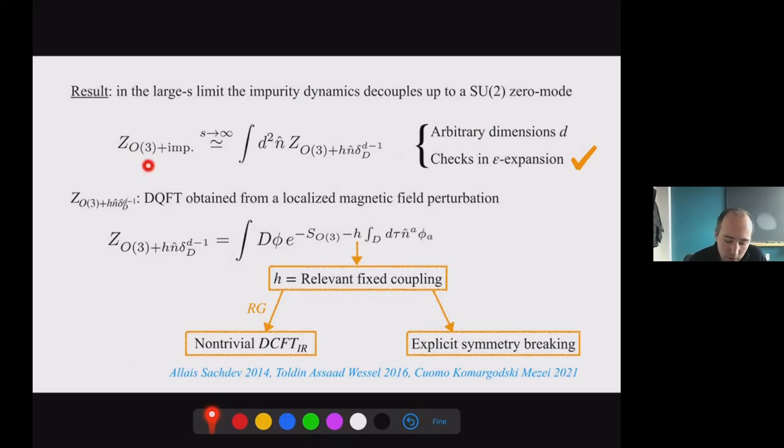there is an equivalence between the impurity problem and a problem which is different up to this zero-dimensional integral, and you can check this in the epsilon expansion. So what is this different problem?